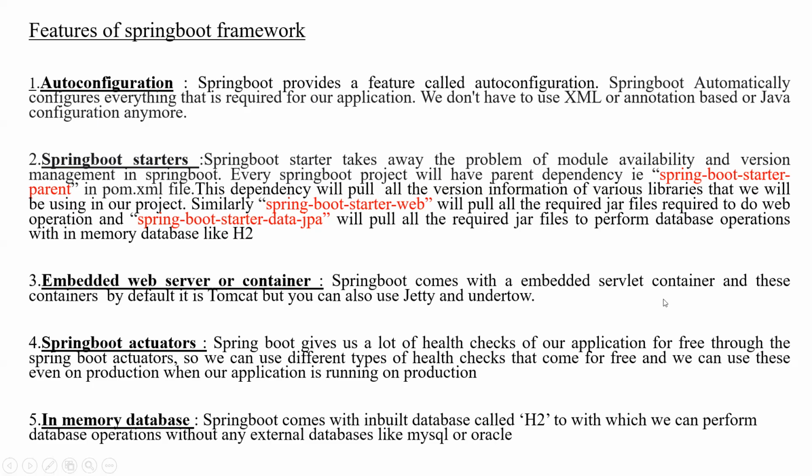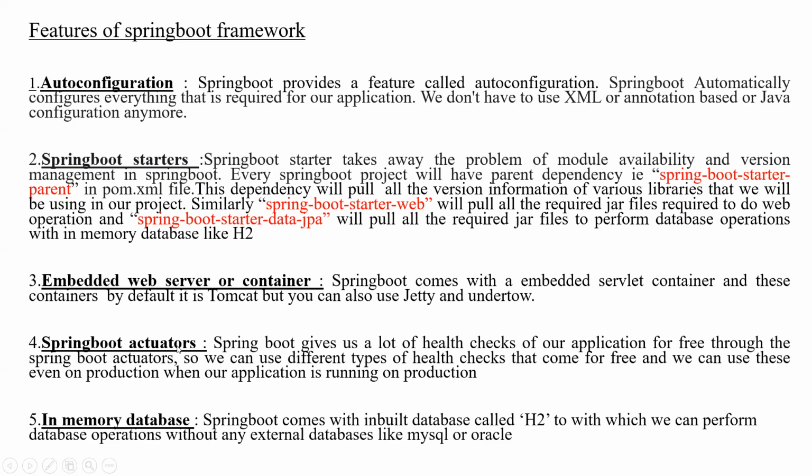For a web application using Spring, you have to install your own server and deploy your application into it. But Spring Boot comes with a default server, and in that default server itself, you can run your application on a particular port number. It comes with Tomcat and Jetty, and you can also use Undertow. We get three servers: Undertow, Jetty, and Tomcat.